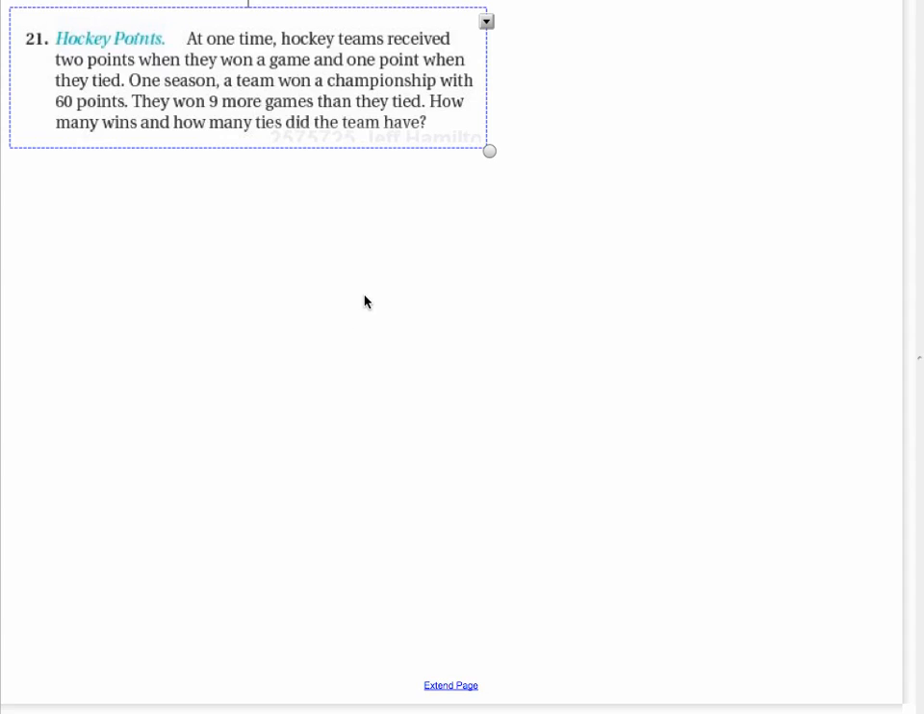Okay, here's a good example of a problem where it would be helpful to solve it using a system of equations. So the first thing you have to do is look at the question itself and try to find the two categories that you're going to look at. In hockey, a team received 2 points when it won a game, 1 point when they tied. One season a team won a championship with 60 points.